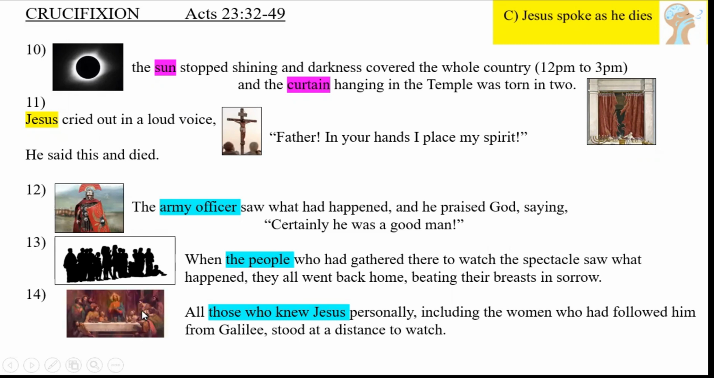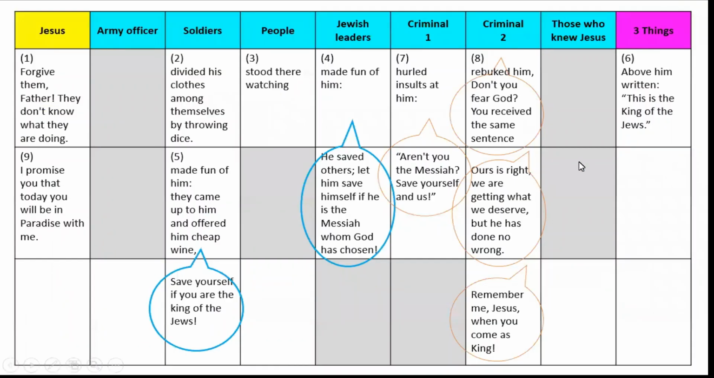Lastly, Jesus' friends, those who know Jesus, these disciples, inclusive of the women, they watched at a distance. The reason was because they don't want to be implicated, because the soldiers too were trying to catch them. So they were a bit far away from all this that was happening. And with this, now we want to put into the same table as well.